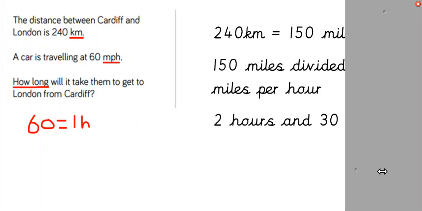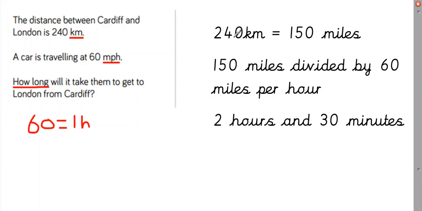Okay, let's have a look at the answers then. So 240 kilometres is equal to approximately 150 miles. So I'm going to work in miles because we drive in miles per hour in England. Okay, so 240 kilometres is approximately 150 miles. Then I'm going to divide 150 miles by 60 because we're travelling at 60 miles per hour. Okay, so then that would give me 2.5. So that means that it would take them 2 hours and 30 minutes to get to London from Cardiff. Well done if you got that one correct.